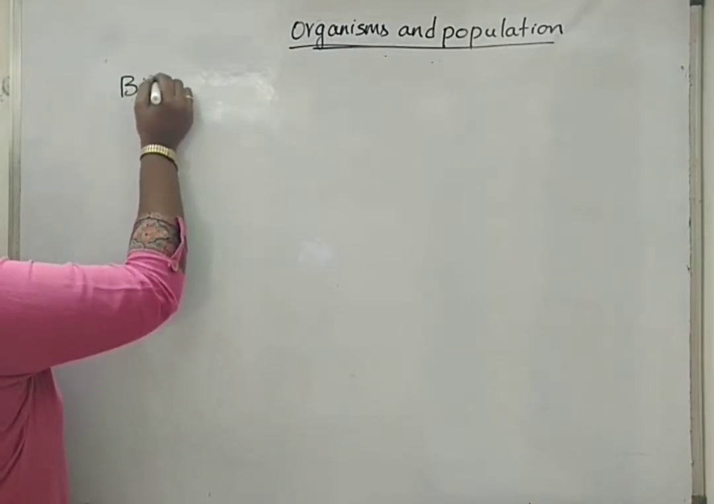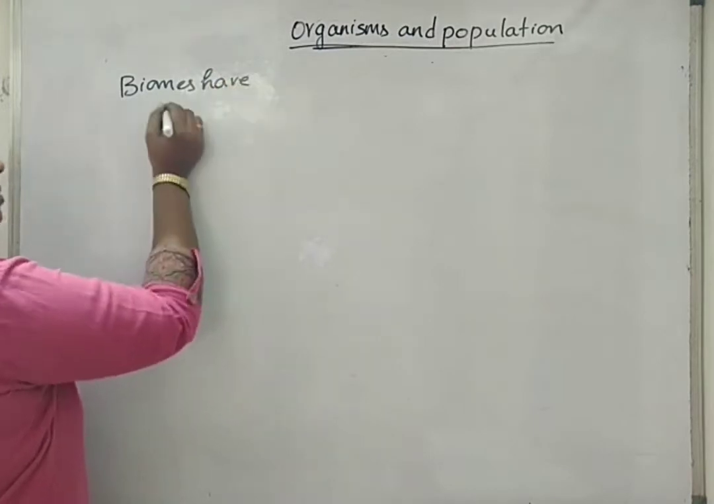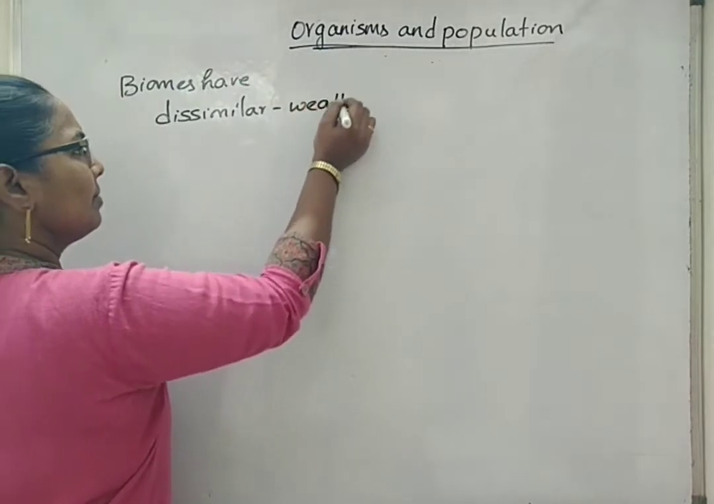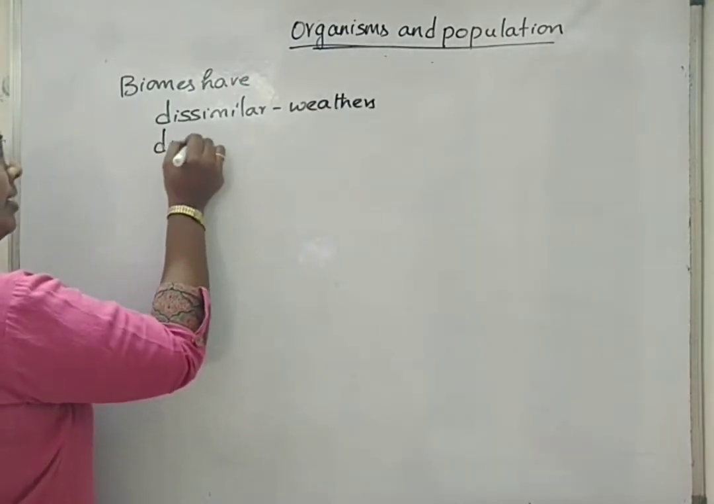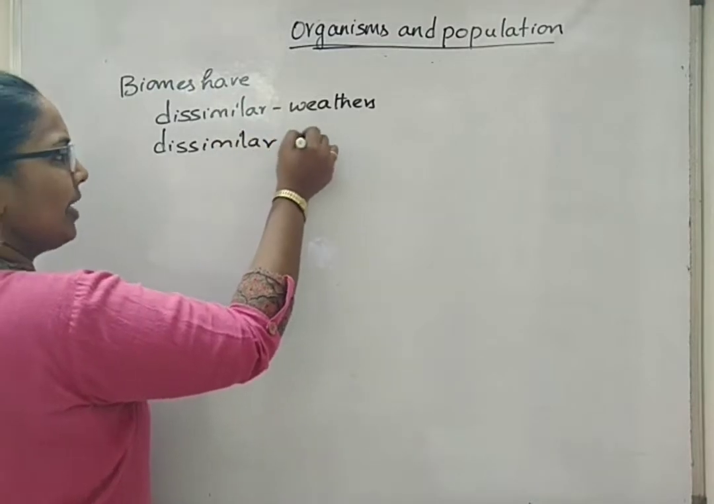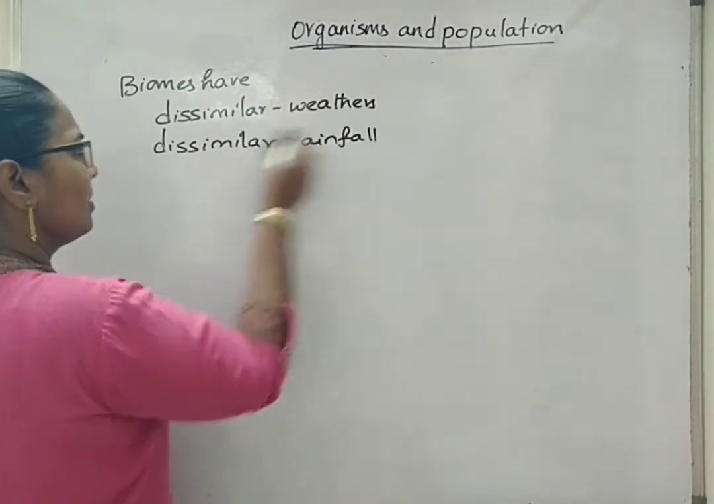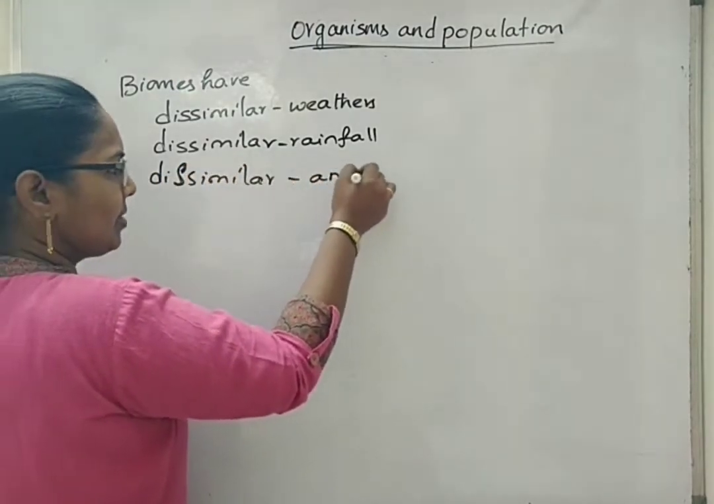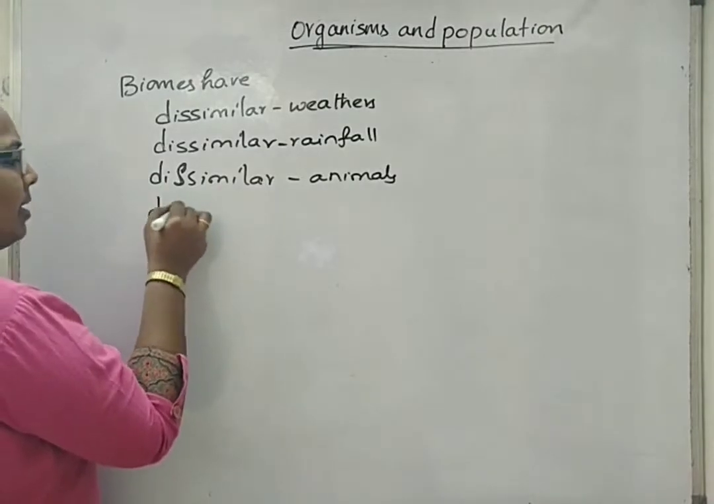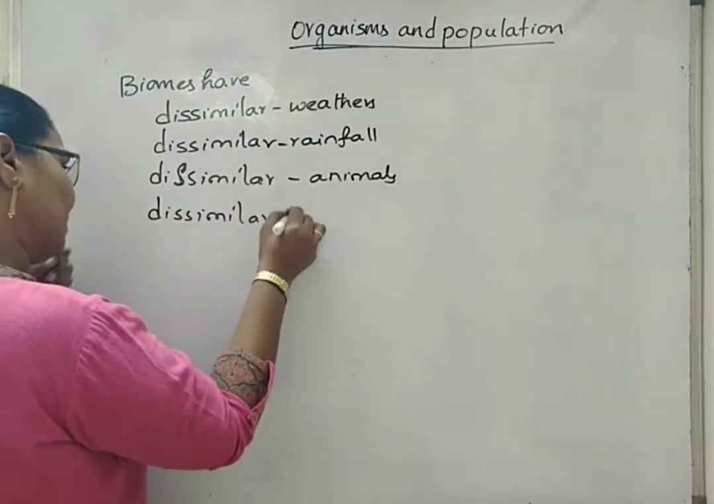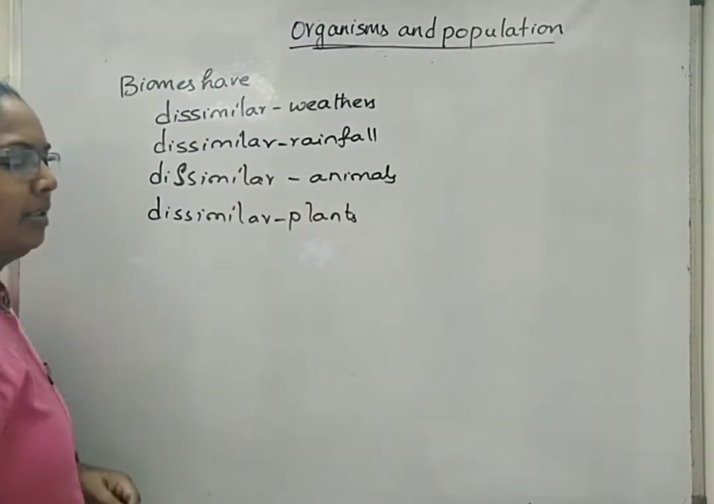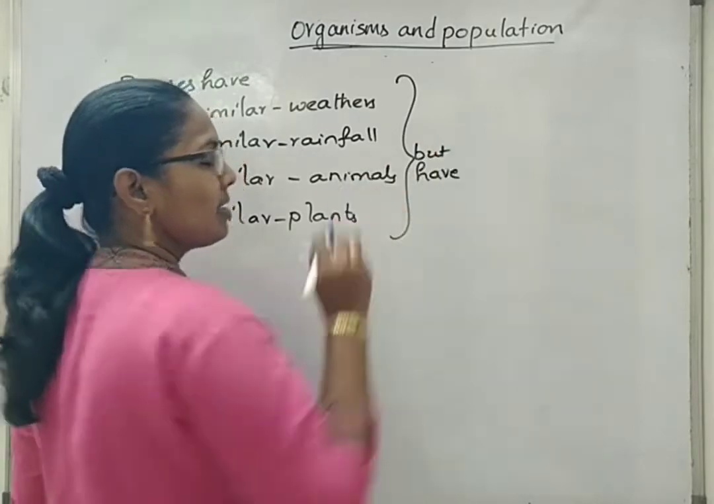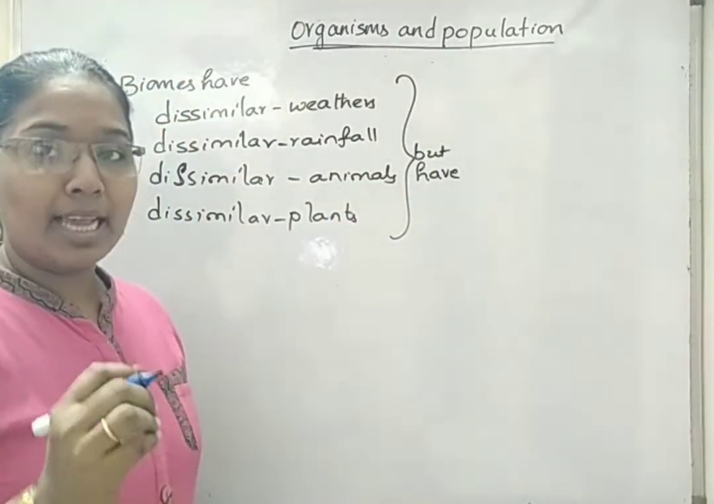Biomes have dissimilar weathers, dissimilar rainfalls, dissimilar animals, and dissimilar plants. But they have similar climatic conditions, similar habitats.